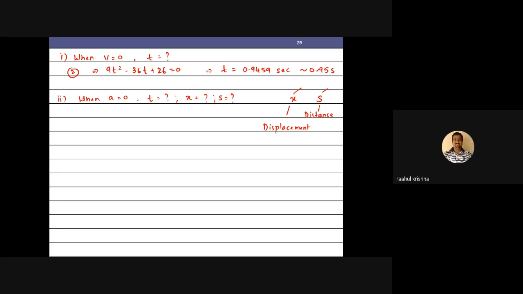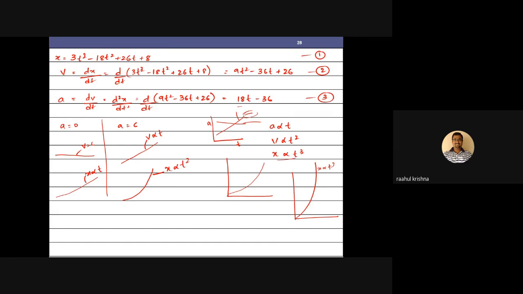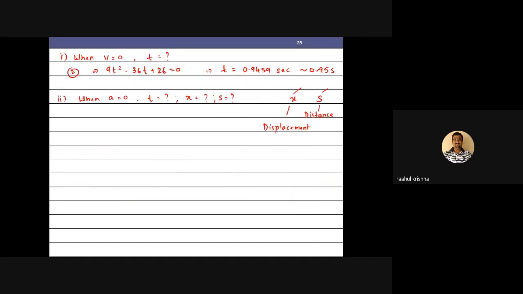So now for this, when I'm to evaluate for acceleration, what expression will I be taking? I'll be taking the expression for acceleration, a equal to 18t minus 36. So 18t minus 36 equal to 0. It implies, very simply, t equal to 2 seconds. Now I am able to find that when the acceleration is 0, at the time t equal to 2 seconds, the acceleration becomes equal to 0 for this particular motion.